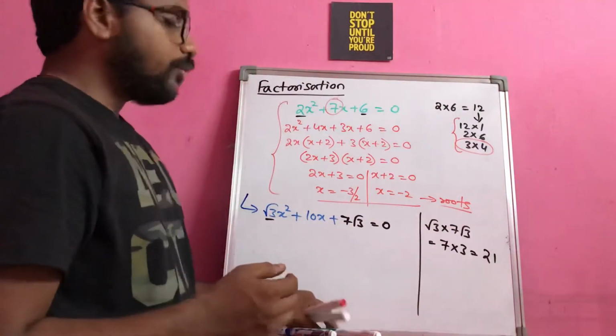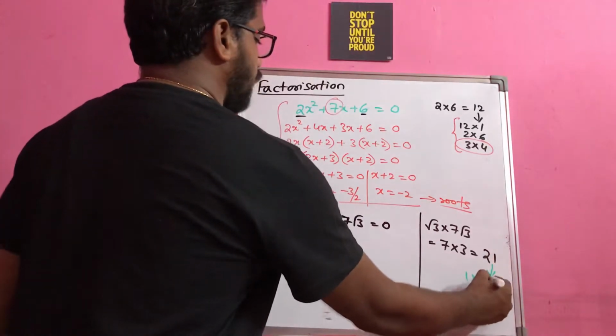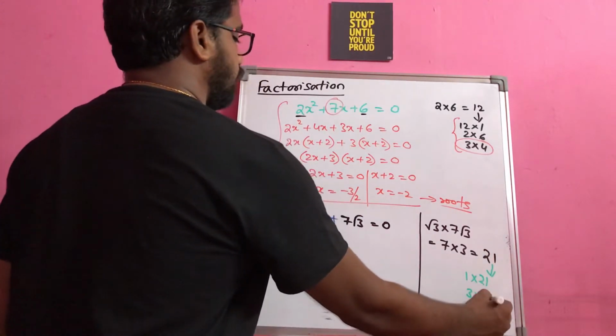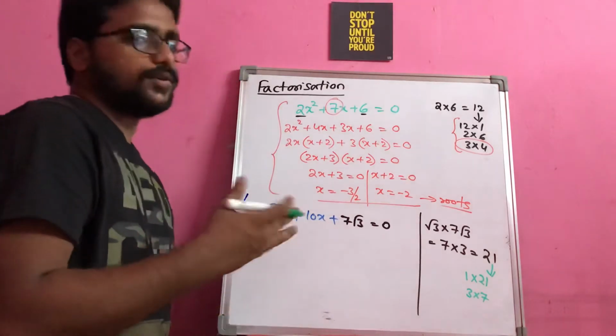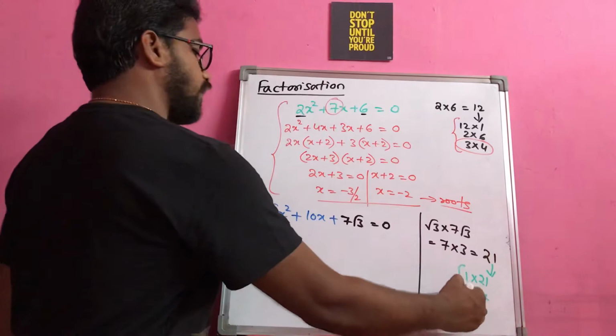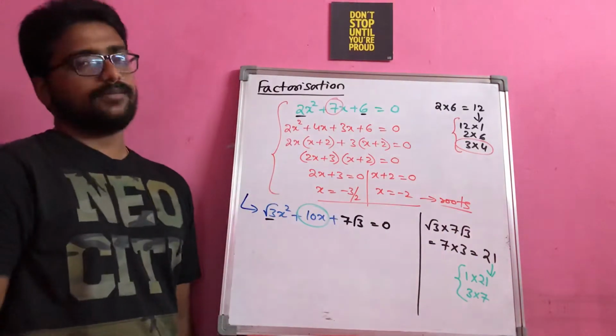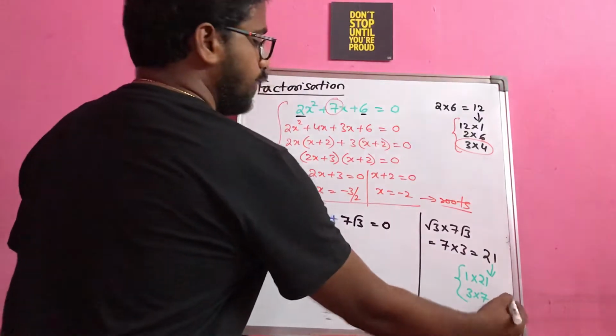So we have to find the factors for this 21. The possible factors are 1 into 21, 3 into 7, again 7 into 3, 21 into 1. These are the only factors. Now out of these factors, which one will be suitable for us to give the answer as a 10? It's obviously 3 into 7.